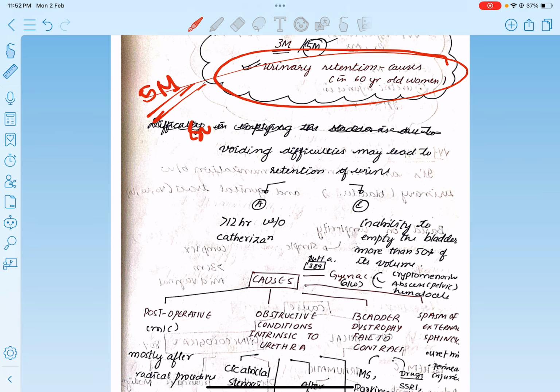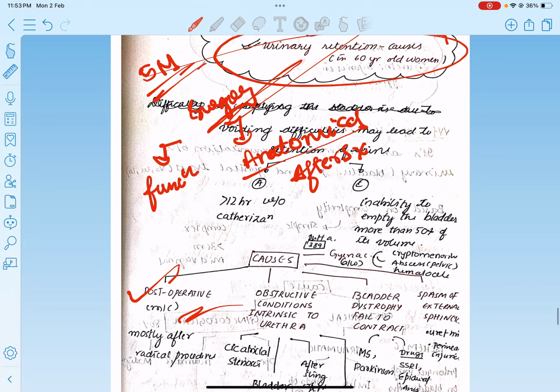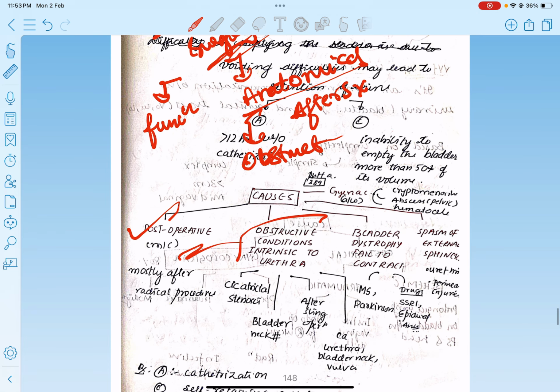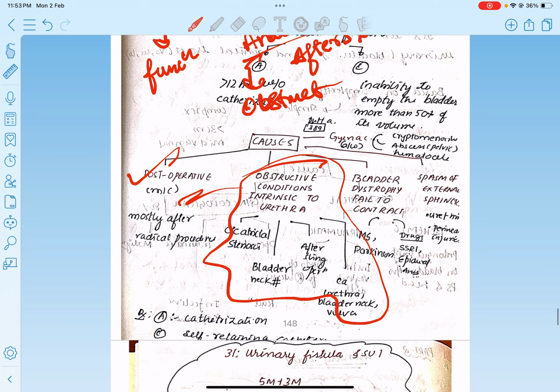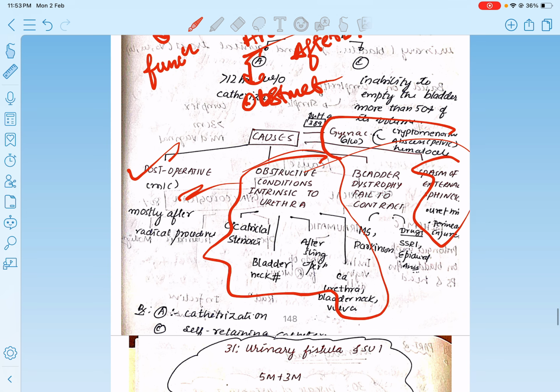Again, this is a surgery topic if you ask me broadly. So when you talk about retention, obviously you might have a functional cause or an anatomical cause. The anatomical cause is obviously after surgeries, so it might be post-operative, which is very common. Then the obstructive cause, that is the anatomical cause, which we are discussing. Then again, if the bladder doesn't contract, then also you might have retention. Also if there is spasm of the external sphincter, then you might have retention. And these are the gynec related things.